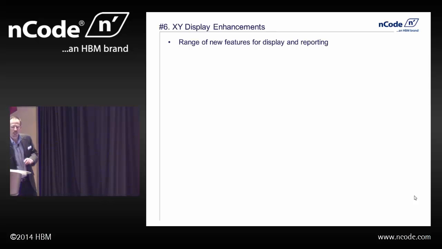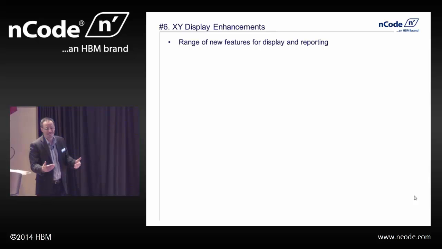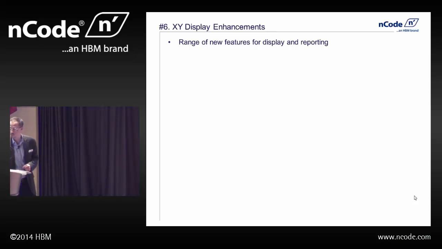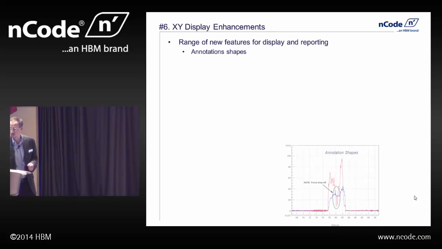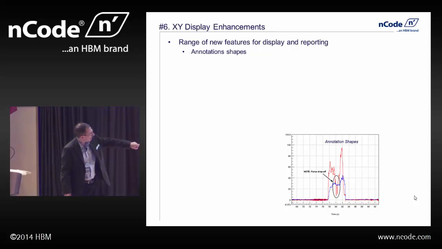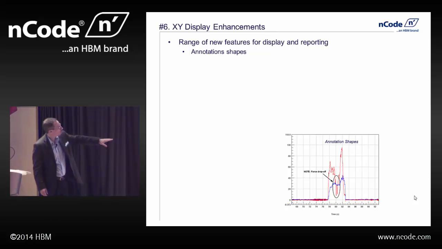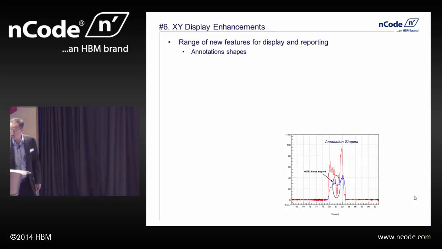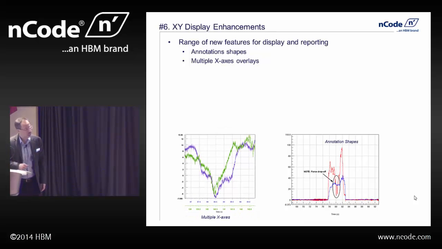Here's one that I think is probably going to be of benefit to a lot of people. What we have to do is keep moving what we can do with our displays forward, more reporting capabilities. So there's quite a few enhancements just in the XY display itself. One of the new features in 10 is the ability to add annotation shapes, things like boxes, ellipses, arrows, straight onto your XY display itself, together with text labels to go on those.